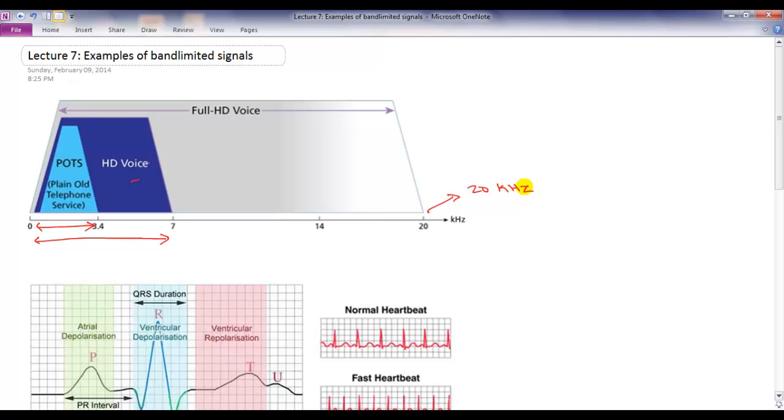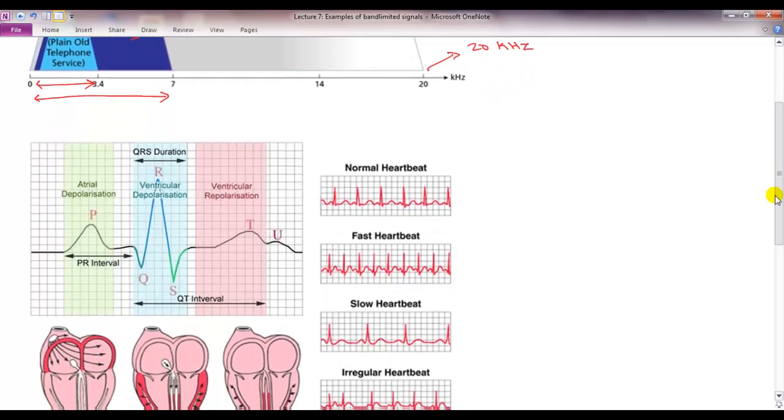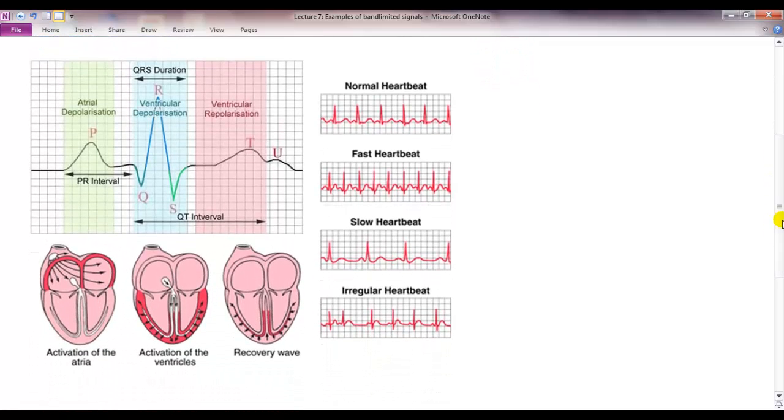This is what's sometimes called full HD voice. Right? What it is saying is you are preserving everything in the voice that you can possibly make sense of. Another example of, so this is just voice signals. Another example of a signal which you can think of as band limited is the ECG signal.